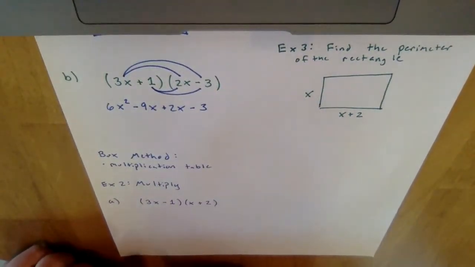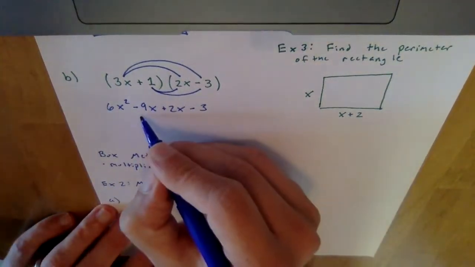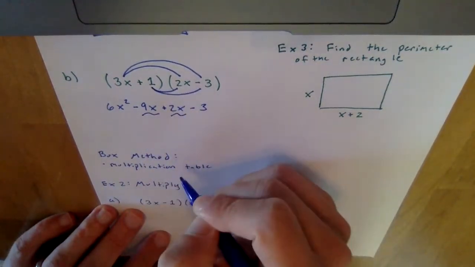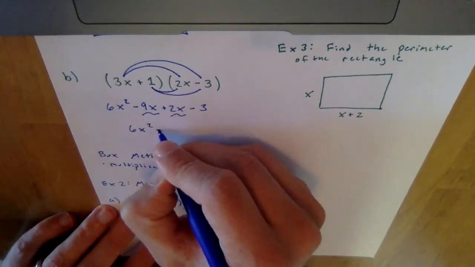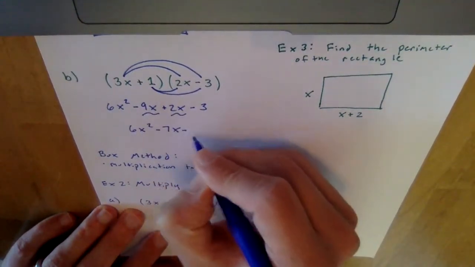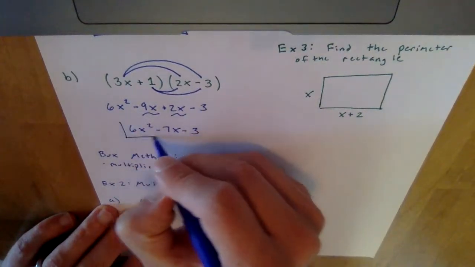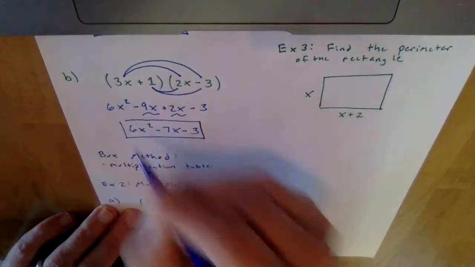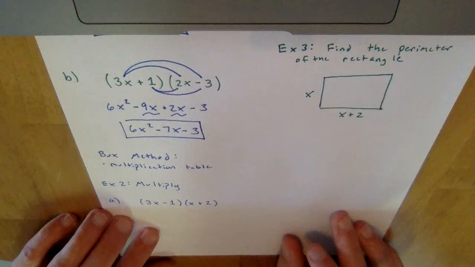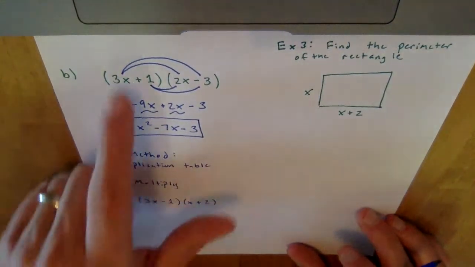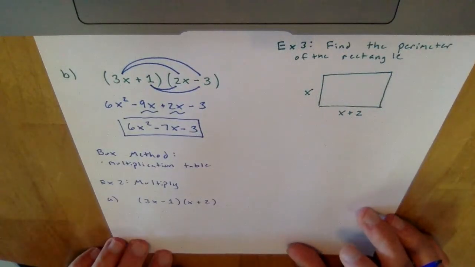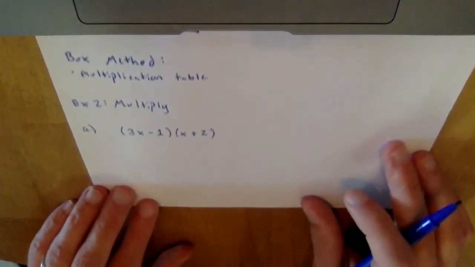Again, I want to check for some like terms here, right? And notice again, I can combine these x terms. So this becomes 6x squared minus 7x minus 3. So that's one method. I'm going to show you another method here. If you don't like to use this kind of distribution method, there's another way you can do it. Check that out here.